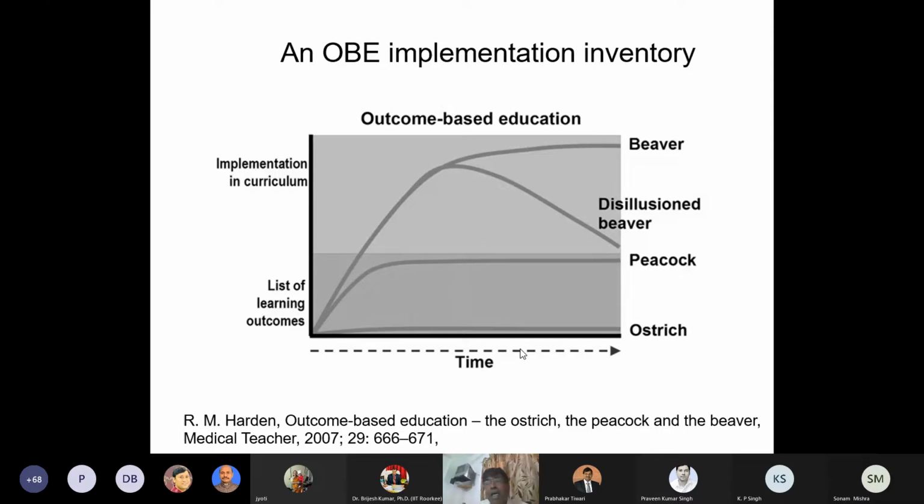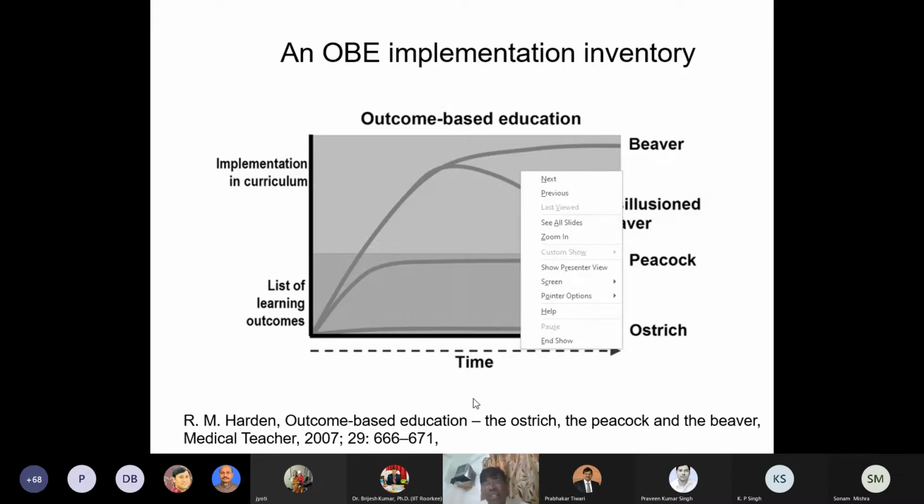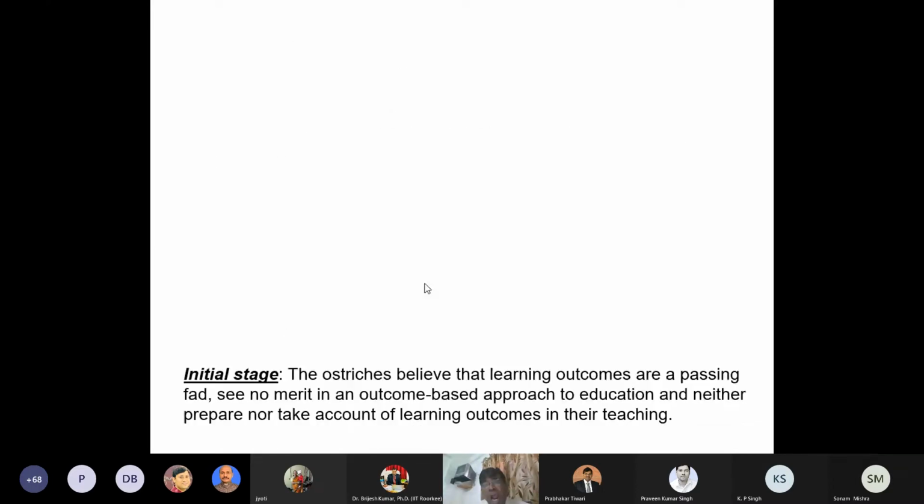The third animal is the beaver, which is the real implementer of anything, right? It is a sustainable animal which will live on land as well as in water, and it will develop its own habitat and so on. So what I am trying to tell is there are different kinds of people in OBE implementation or any transformation. I don't know whether we are ostrich or peacock or beaver.